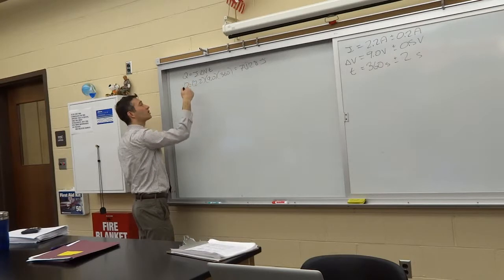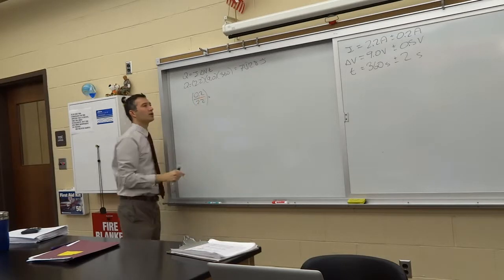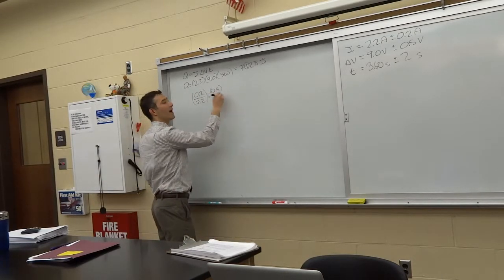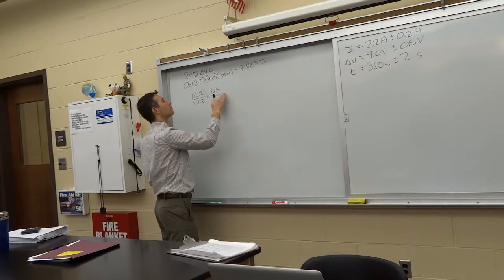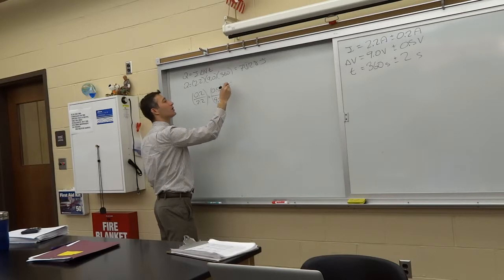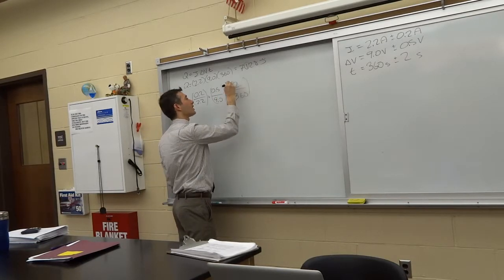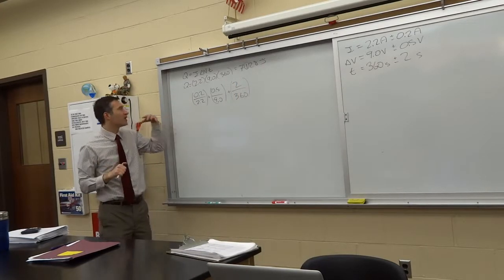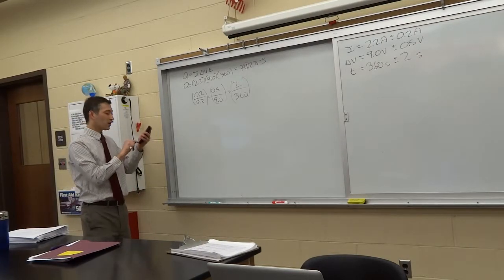So the relative uncertainty in the current would be 0.2 divided by 2.2. The relative uncertainty in the potential difference would be 0.5 divided by 9.0. And then the relative uncertainty in the time would be 2 seconds divided by 360 seconds. So if I add those 3 relative uncertainties together, that will give me the relative uncertainty in the thermal energy.